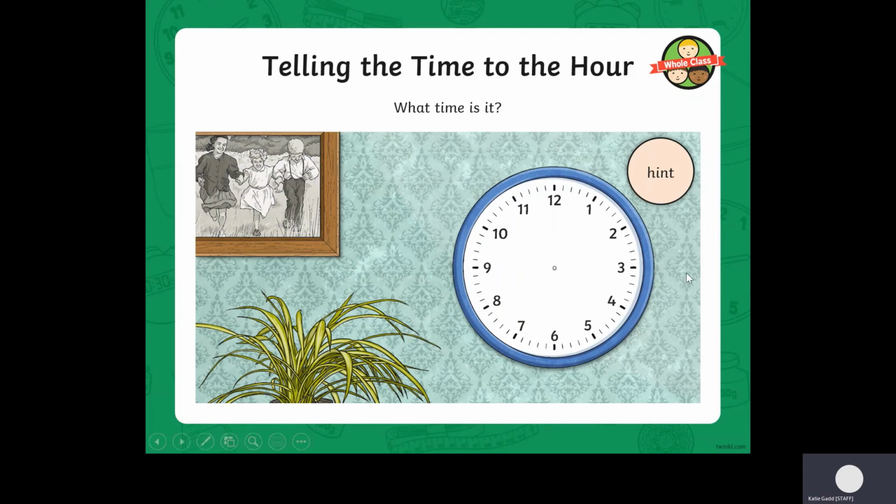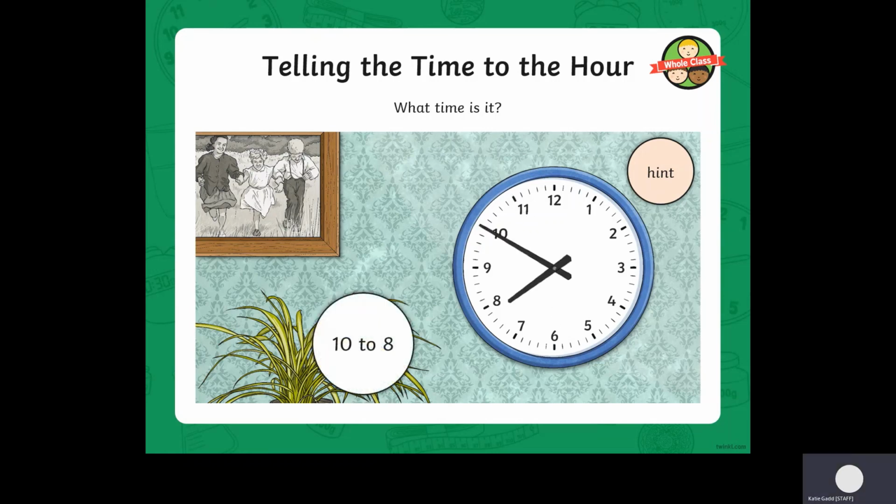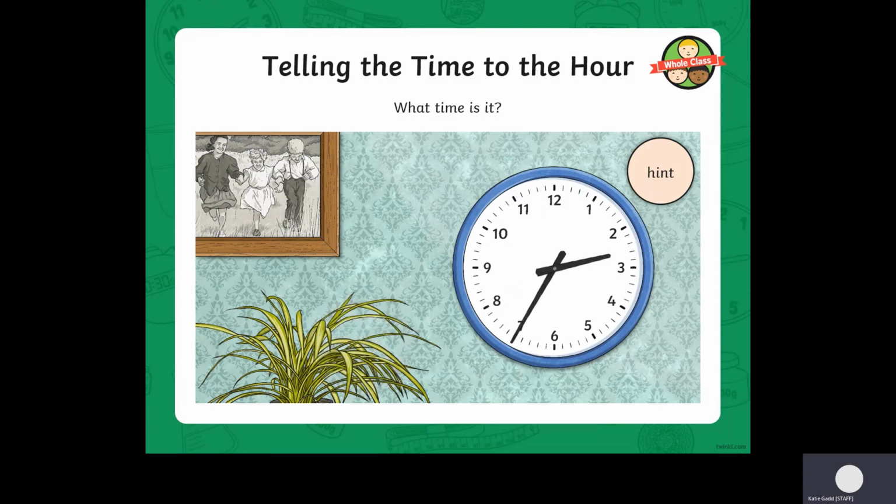Okay, can you tell me what the time is? What time is it? It's 5 to 6. What time is it? It's 10 to 8. What time is it? It's quarter to 2 or 15 minutes to 2 o'clock. What time is it? It's 20 to 12. What time is it? It's 25 to 3.